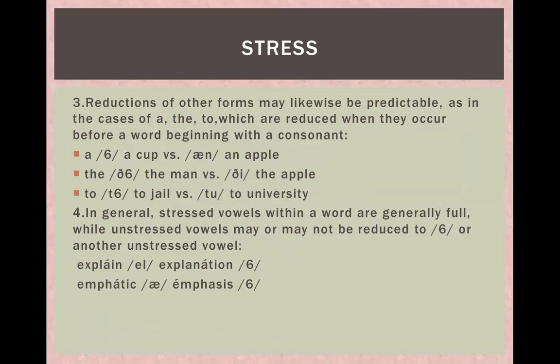And the third feature is that reduction of other forms may be predictable, as in the cases of a, an, the, to, which are reduced when they occur before a word beginning with a consonant. For example, a cup, an apple, the man, the apple, to jail, to university. And the last feature is that, in general, stressed vowels within a word are full, while unstressed vowels may or may not be reduced to schwa or another unstressed vowel. For example, explain, explanation, emphatic, emphasize.